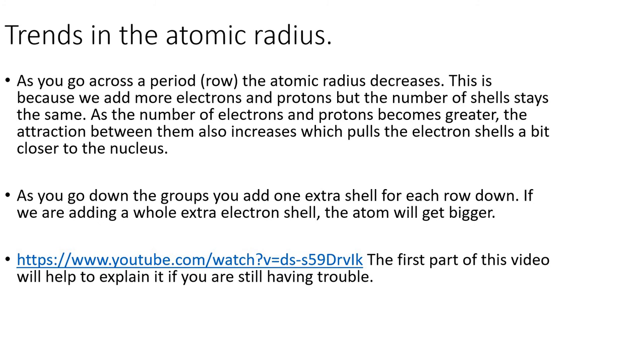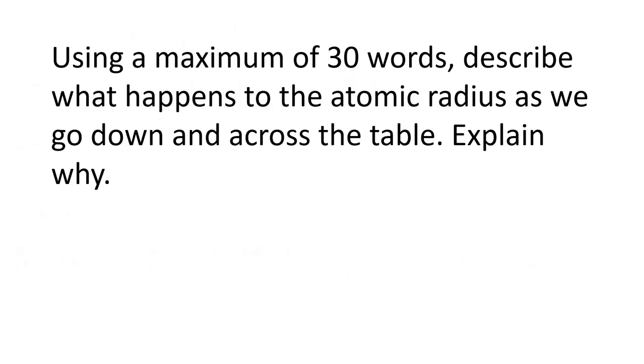And remembering the second trend, as I go down a group, you will add 1 extra shell for each row we go down. If we're adding a whole extra electron shell, it's obviously going to get a bit bigger. So I've attached a video there. If you're still a little bit unsure, it's absolutely fine. Just have a watch of the first part of that video and that should help explain it in maybe different words than I've used.